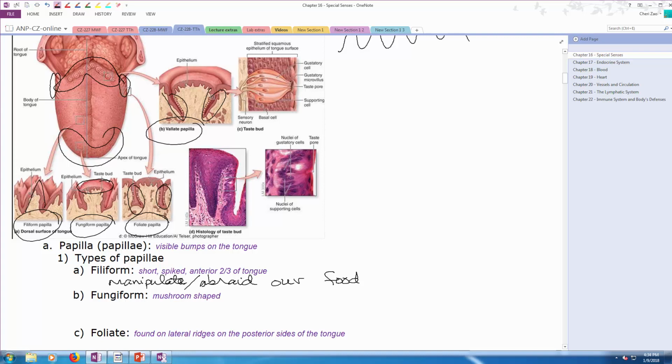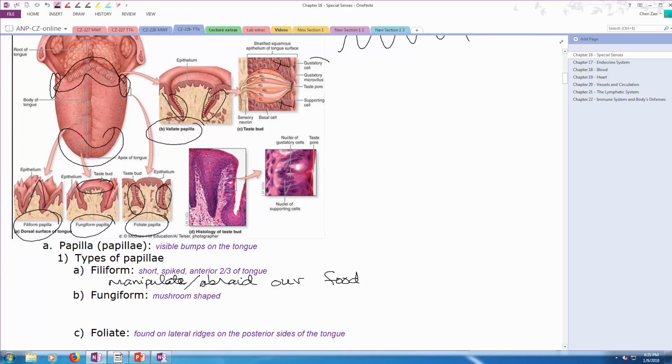And you guys are to look at the vallate or circumvallate papilla and make a histology drawing of the typical taste bud. Let's take a look. We'll go to the notes in just a minute, because let's take a look at this picture here. What's this stuff here off to the side? Stratified squamous epithelium, correct?